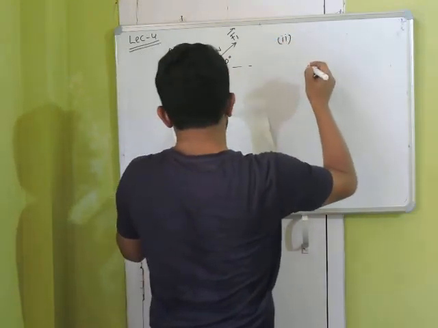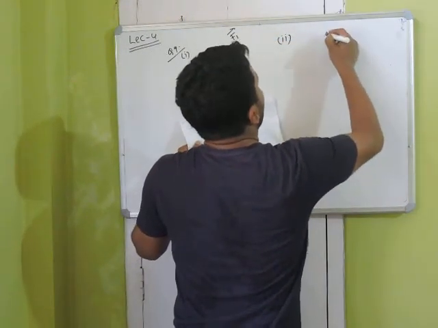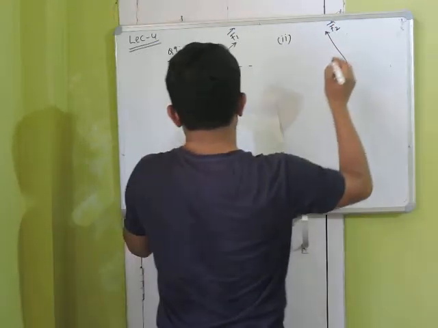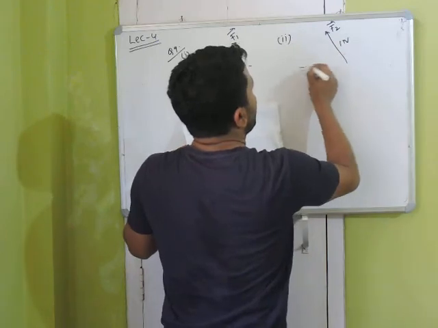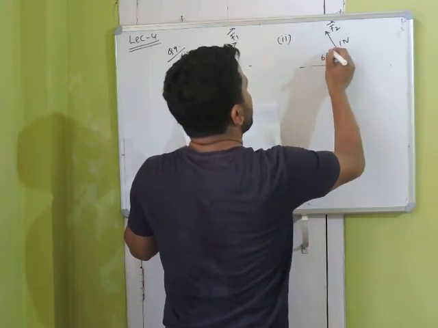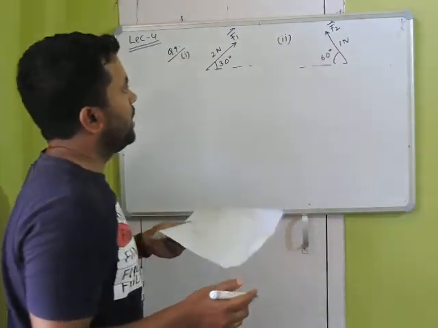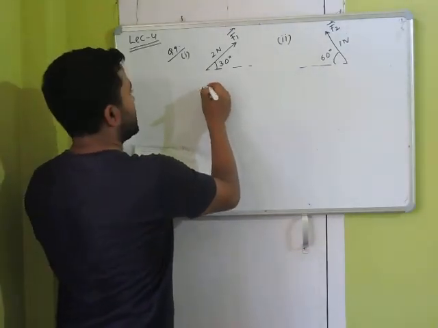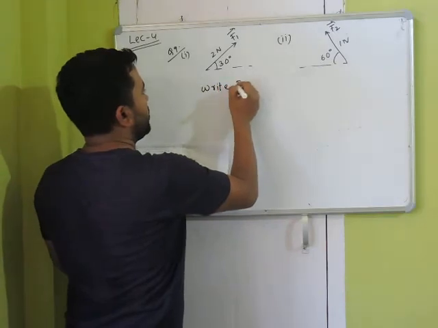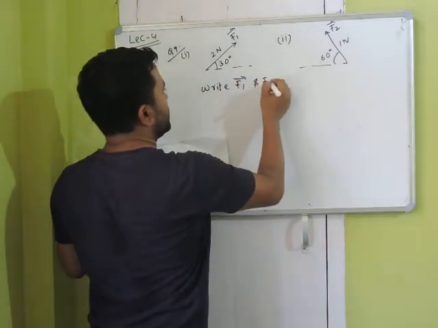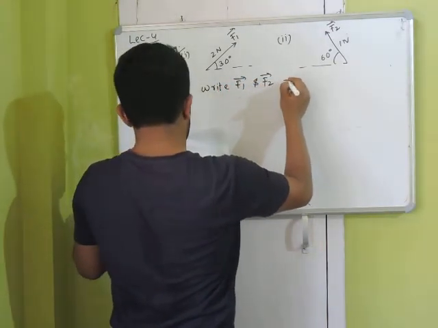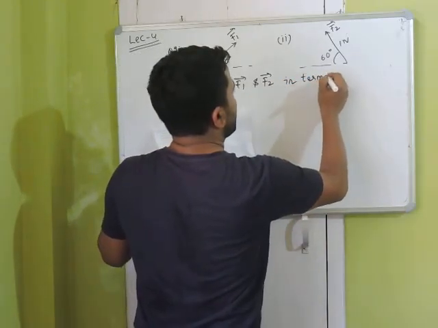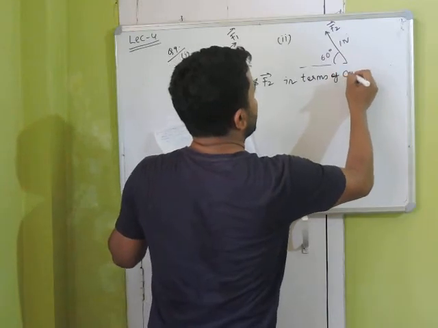In the second case, you have a force F2 and the magnitude of F2 is 1 Newton, and it is making 60 degrees like this. Now the question is, write F1 and F2 in terms of components.